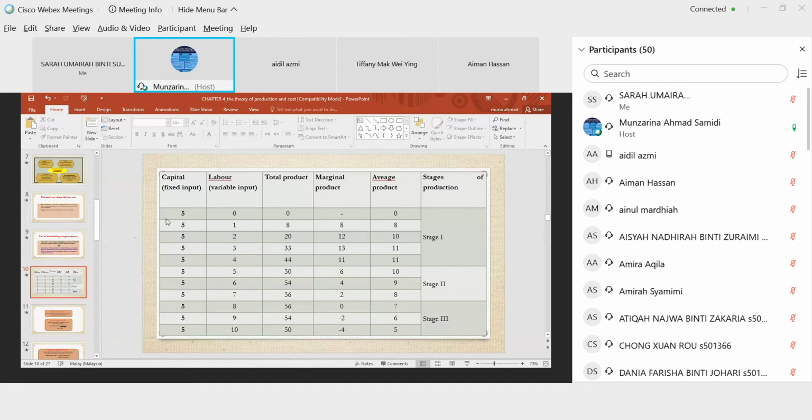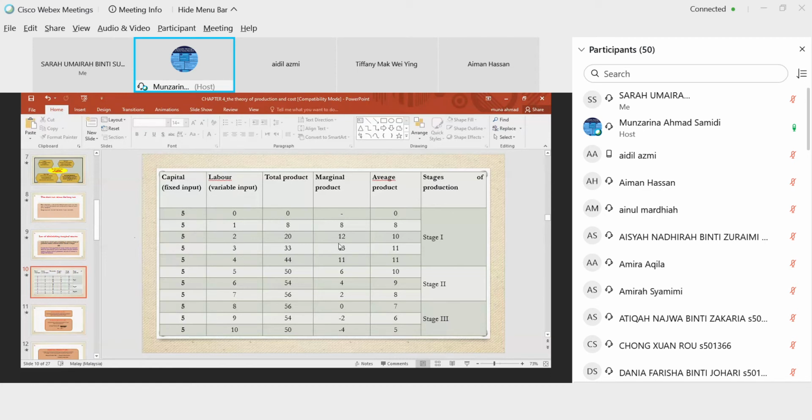Labor. When you have a fixed input of capital and you don't employ labor, you cannot produce anything. Your production is zero. And then when you employ one labor to be combined with the 5 units of capital, you produce 8 units of output.